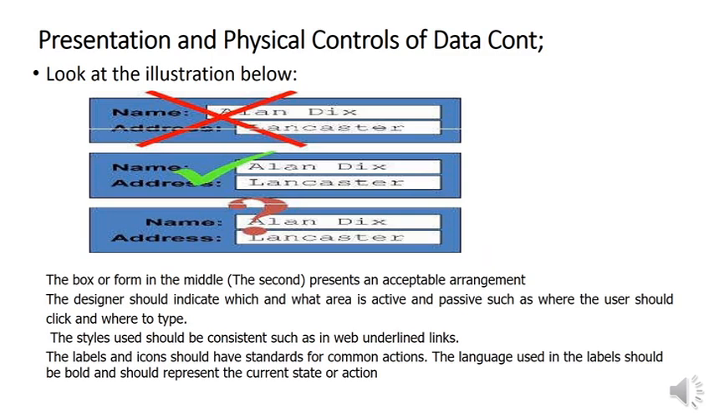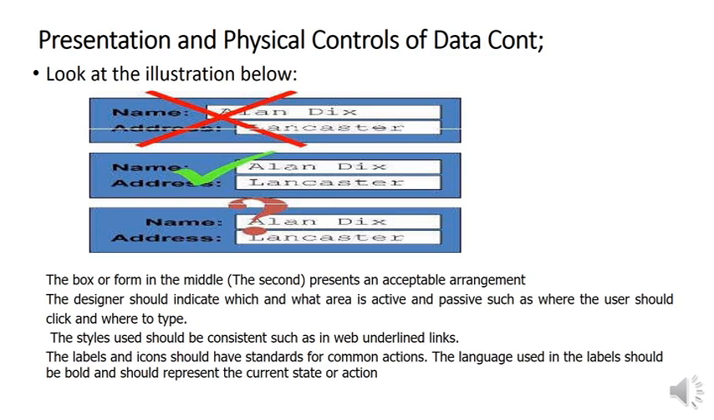Presentation and physical control of data. Look at the illustration. The first one, you see that it was scanned. Then the second one, look at the separation of Alan and this with space. And the address was also very structured. Then the last one is also questionable because it's more or less the same. So you have to structure it in such a way that at least the boxes or form is in the middle. The second presents an acceptable arrangement.